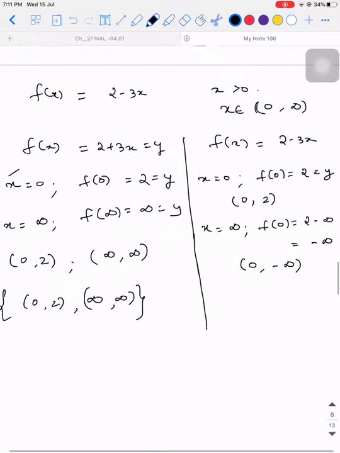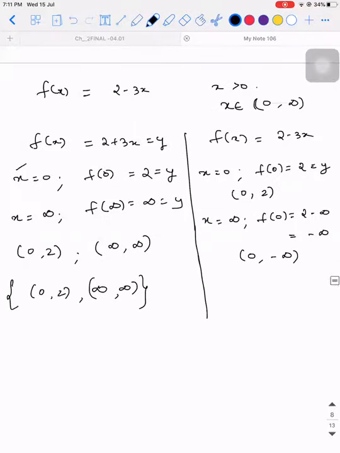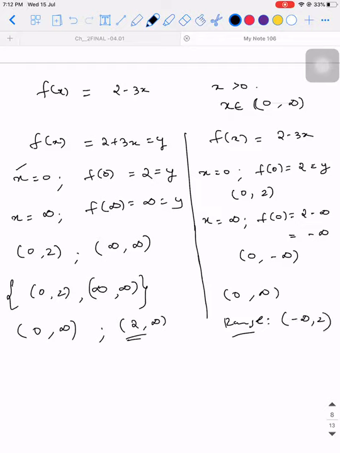If I give you a relation like this, if I ask you to write the domain, what will you write? Domain is 0, infinity. What is the range? 2, infinity. Whereas here, what will be the domain? 0, 2. Range? Range is minus infinity. I told you, no? You should not write 2, minus infinity. It is minus infinity, 2. So now you understood. So the values will get swapped.